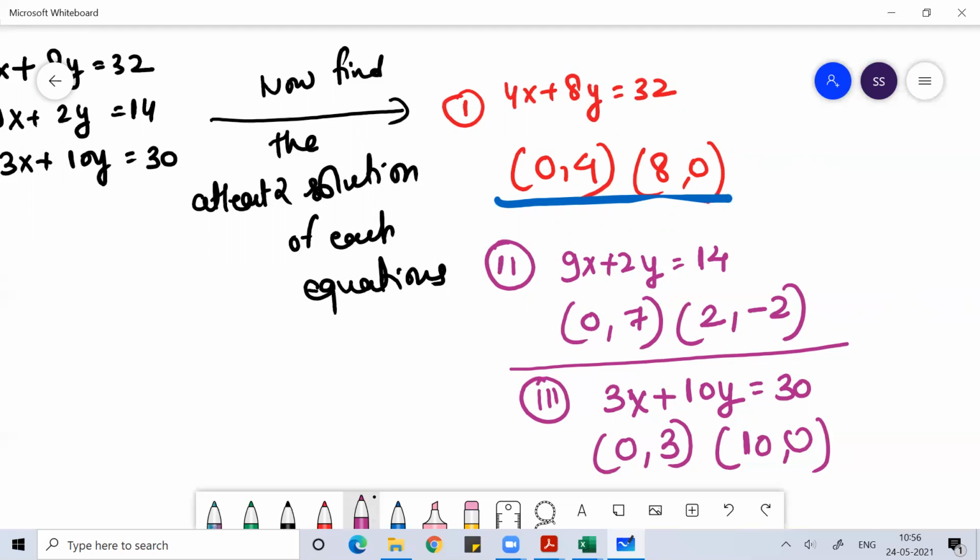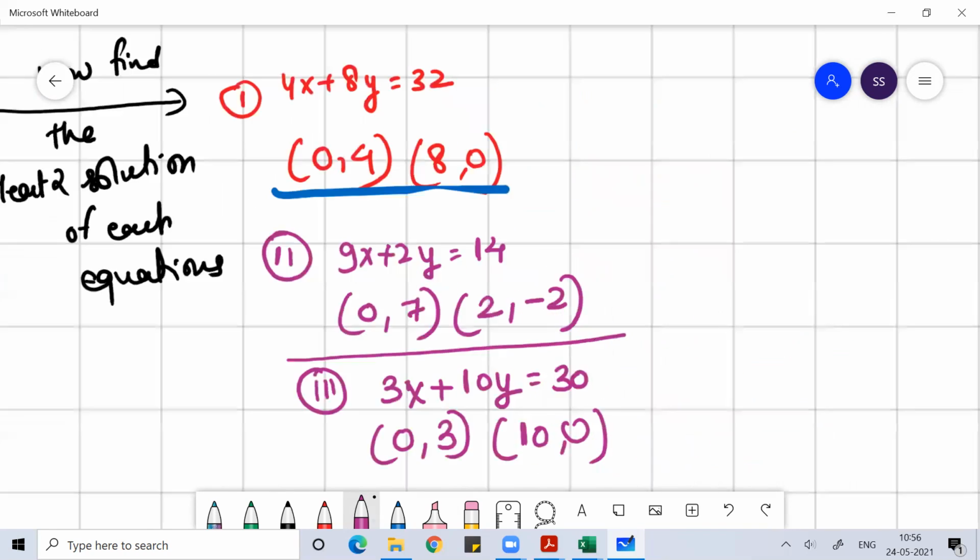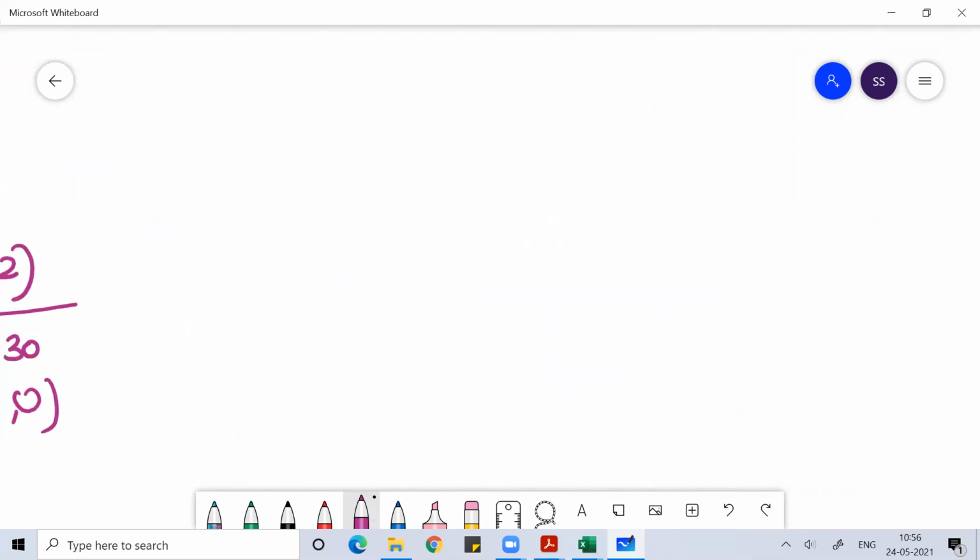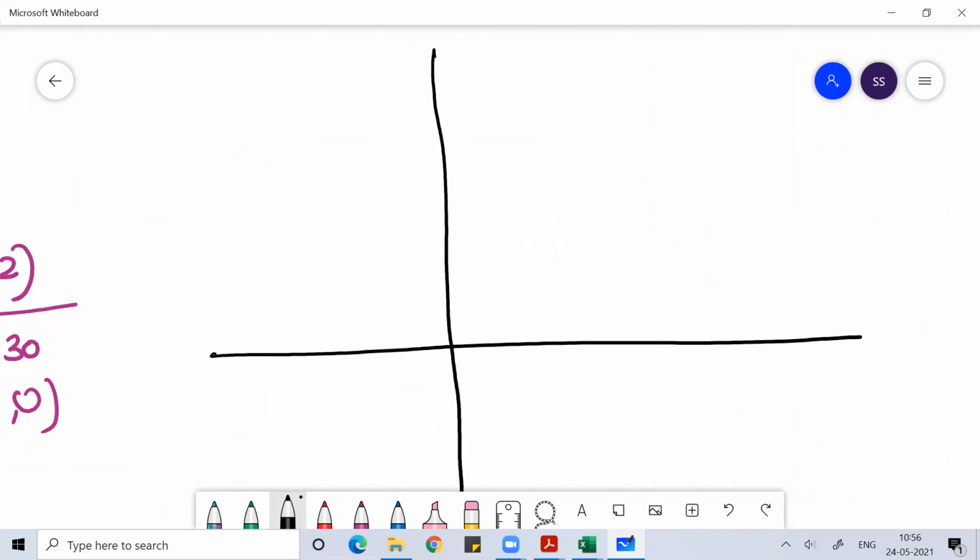Clear, everyone? Any doubt? You'll find the solution of this equation, and once you have found the solution, I'll plot the graph. You can see here, I can plot the graph.